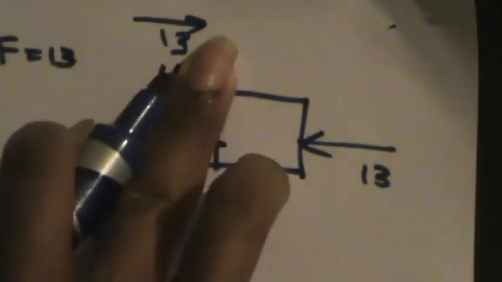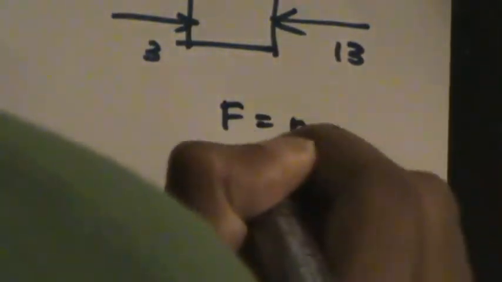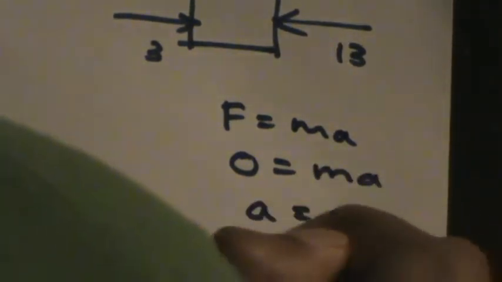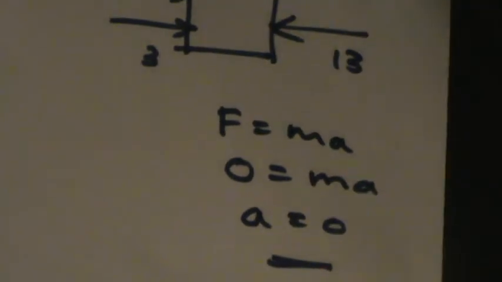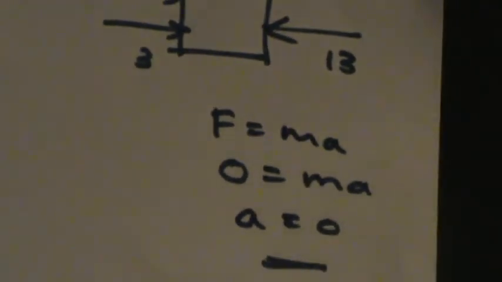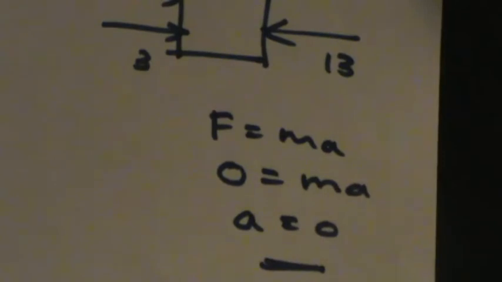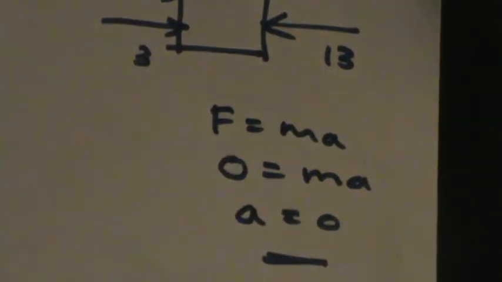So the total force in this direction will be 13, and the total force in this direction will be 13, so the net force will be 0. F equals ma, so net force 0 equals ma, and m cannot be 0, so a is equal to 0. So if this object is in equilibrium, if it is initially at rest, u is 0, a is 0, and since a is also 0, there is no change in velocity. The object is initially at rest, as well as finally at rest, so the object is in equilibrium.